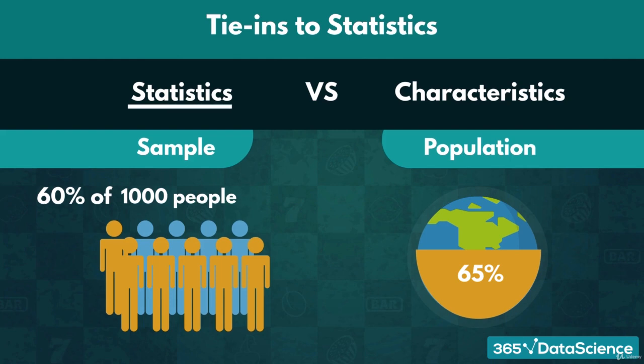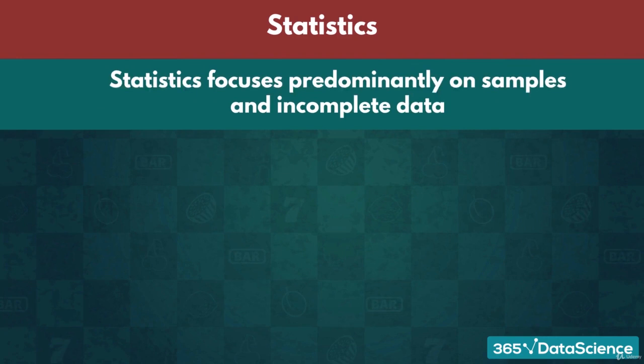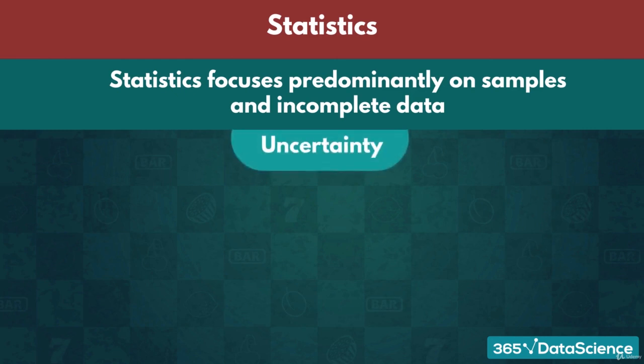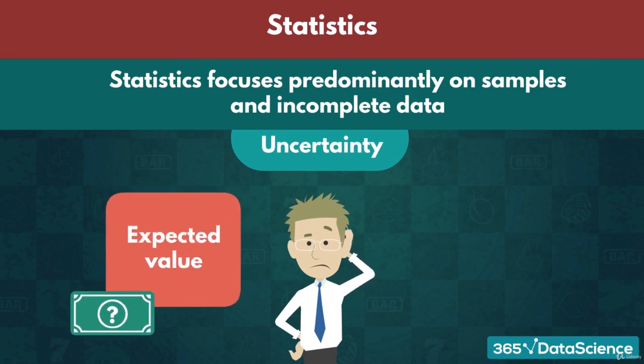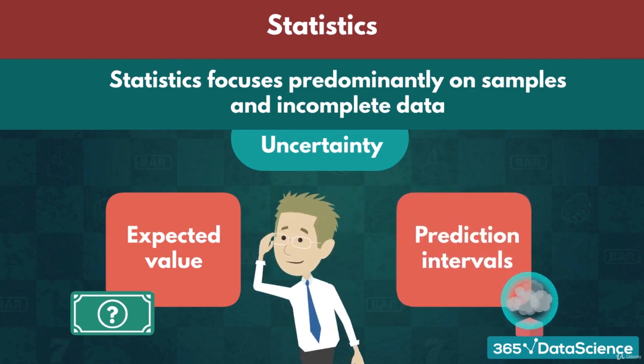After this brief introduction, you probably realized that the field of statistics focuses predominantly on samples and incomplete data. Doing so brings some uncertainty to any of the results we reach. This uncertainty is what leads us to rely on some of the most important concepts of probability, like expected values or prediction intervals.